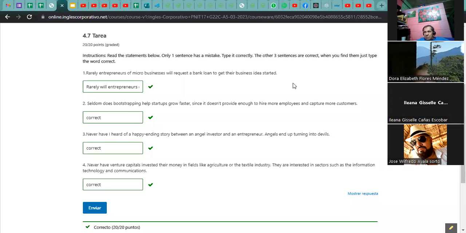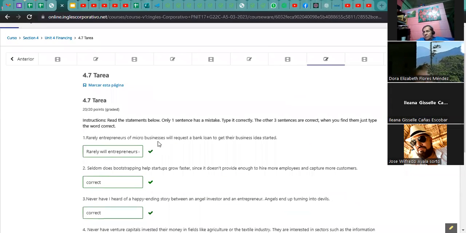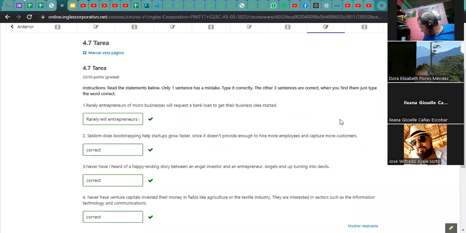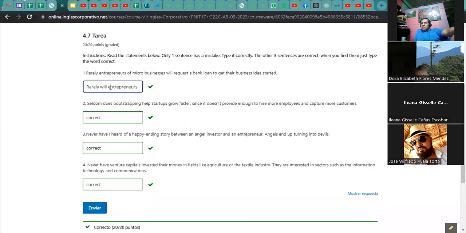Look at what it says. It says, read the statement below. Only one sentence has a mistake. Type it correctly. The other sentences are correct. When you find them, just type the word correct. So the first one is incorrect, so it's the one that we checked. And in the other ones, just type the word correct. Let me just try on the second one.